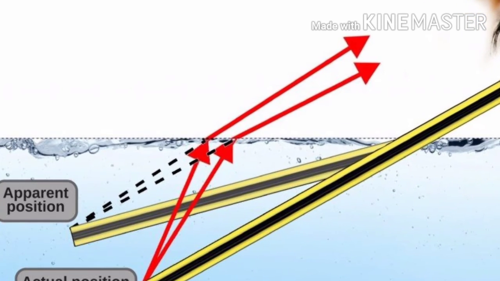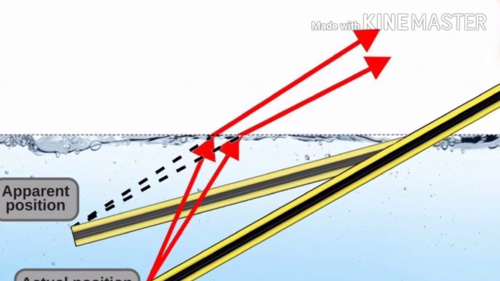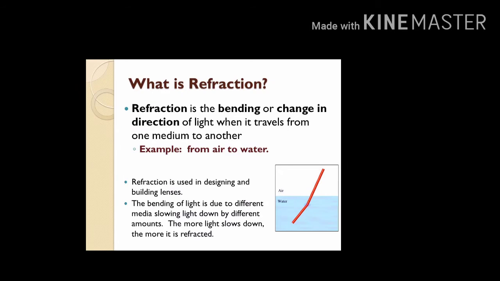All things we understood, but we have to define refraction. What is refraction? Refraction is the bending or change in the direction of light when it travels from one medium to another. It is simple. That means it's a bending or change in direction of light when it travels from one medium to another. We can say the mediums are air, water, glass, like transparent objects.